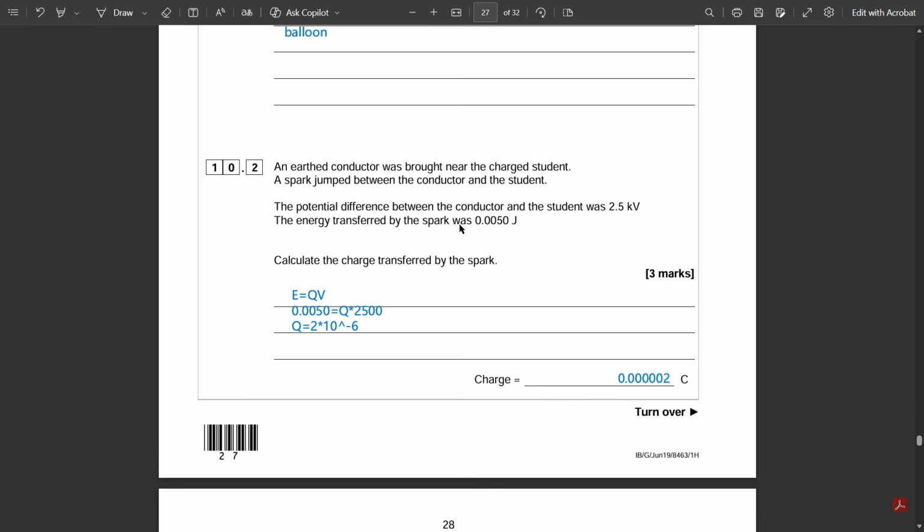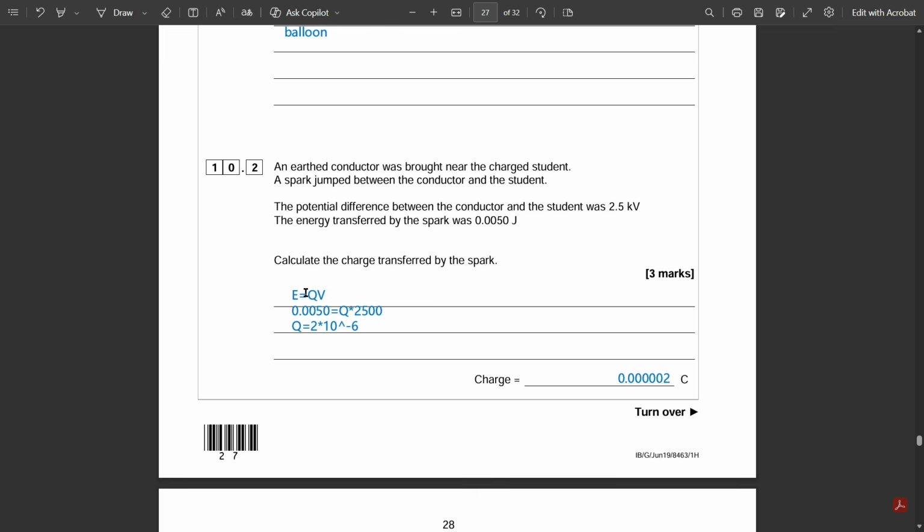Then moving on to 10.2, an earth conductor was brought near the charged student. A spark jumped between the conductor and the student. The potential difference between the conductor and the student was 2.5 kilovolts. The energy transferred by the student was 0.005 joules. And we're asked to calculate the energy transferred by the spark.